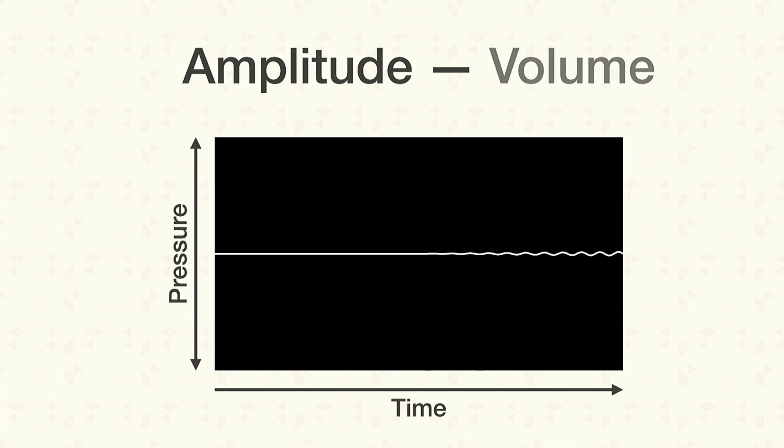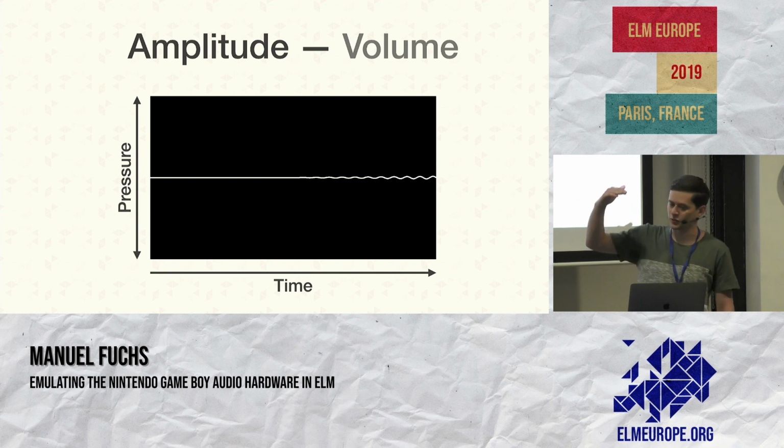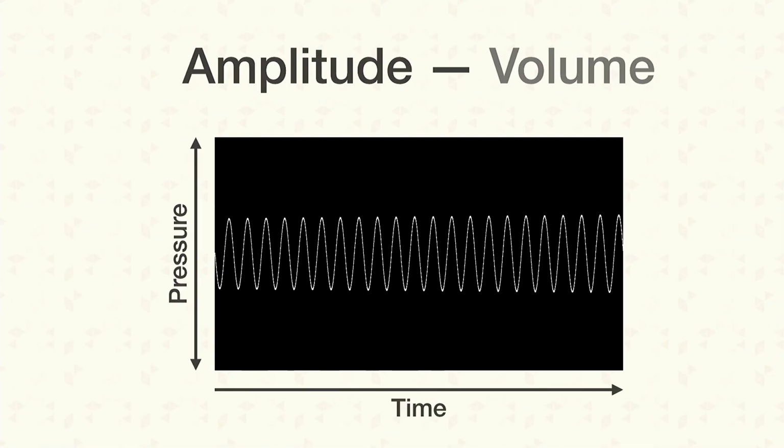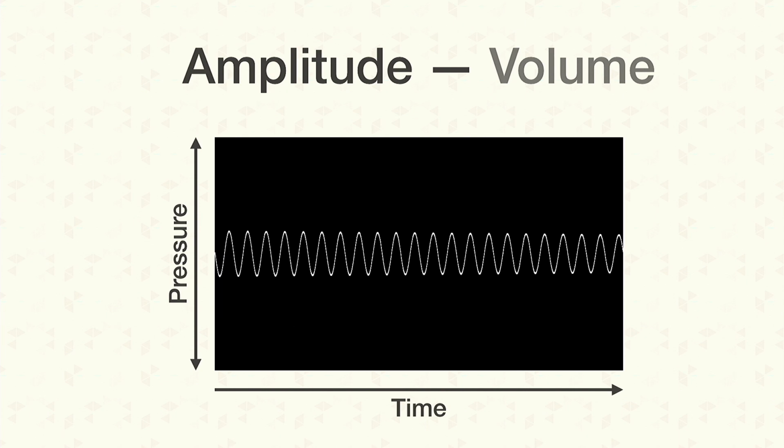Last but not least, there is volume, of course, and volume is affected by the amplitude of the wave. This is the distance between the 0 line and the highest point of the wave. And again, this doesn't change the way it sounds, it just affects the volume.